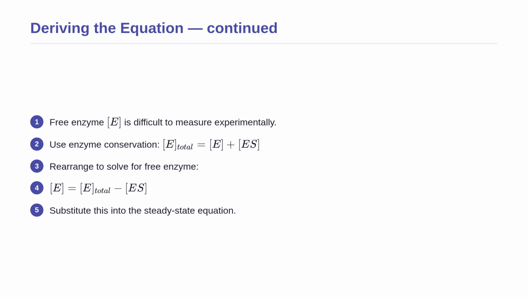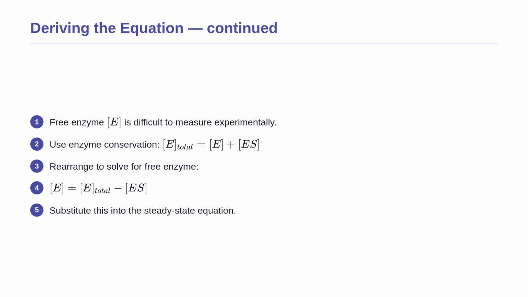Having established our steady-state balance, we run into a small practical problem. It is very hard to measure the amount of free enzyme floating around in a test tube. However, we always know the total amount of enzyme we put into the tube at the very beginning. So in this step, we use a simple accounting trick called enzyme conservation.